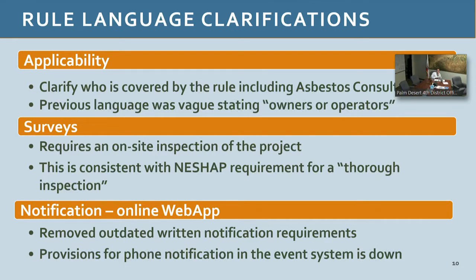On our surveys, the federal requirement for a survey is a thorough inspection. We had always interpreted that as requiring an on-site inspection of the project, and so we wanted to clarify our rule language to make sure that it was absolutely clear what was needed.